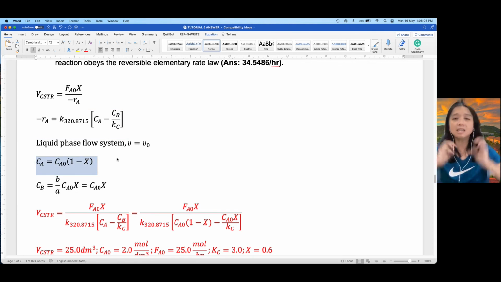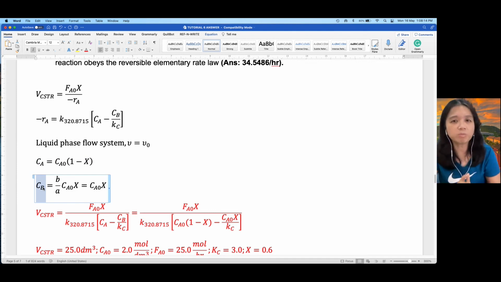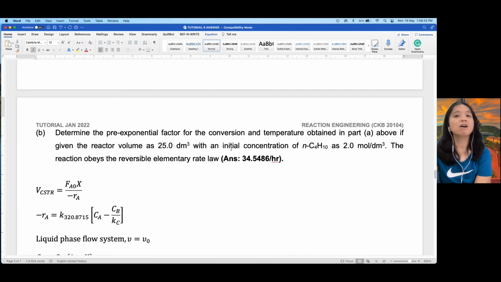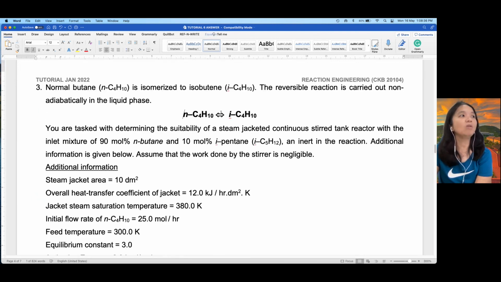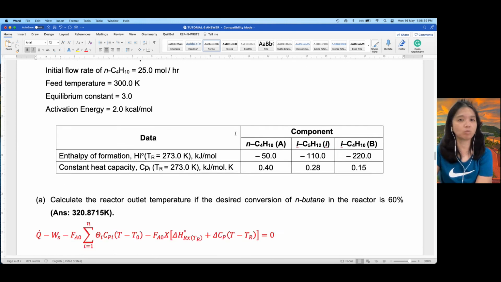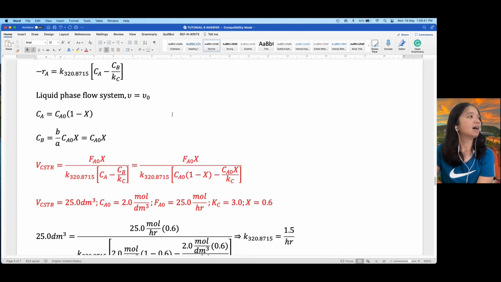So you have to express Ca again. Then you have to express Cb. In this example, Cb is a product. If you're not too sure how to express it, please refer to chapter 3. Basically, Cb equals B per A Ca naught X. When B is a product, please check chapter 3, but it actually equals B per A Ca naught X. B per A from the chemical equation is 1A, 1B, so B per A is 1 per 1, which is 1. So we can write it as Ca naught X directly. So you have options.